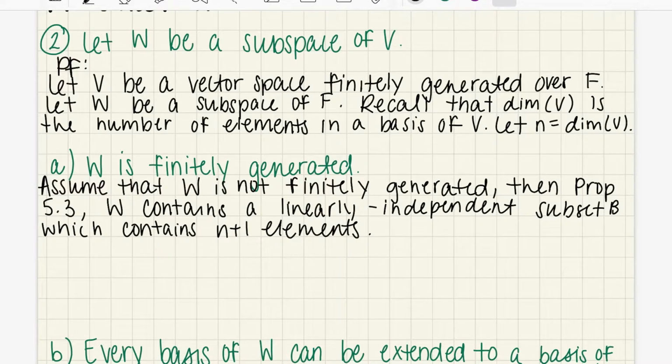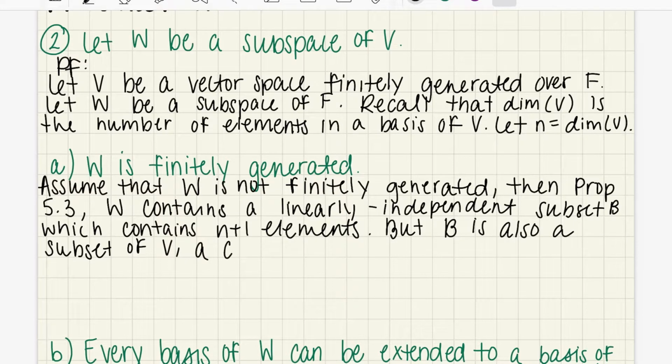But since B is also a subset of V, it can't have more elements than V, since we know the dimension of V is equal to n. It makes a contradiction. So this proves that it has to be finitely generated.